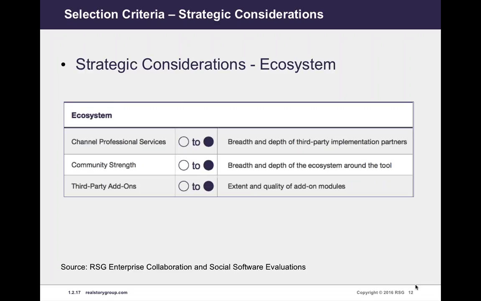The last but not least strategic consideration, in fact probably the more important one when you're considering the long term, is around the ecosystem. In our estimation, this is one of the best predictors of the overall longevity and technology health. It is very highly correlated to the health of the ecosystem in terms of channel partners, service partners, the overall community strength, and the extent to which you can rely on third-party add-ons and extensions to enhance the experience or integrate the tools that you're selecting. So this is again really critical for your long-term success.